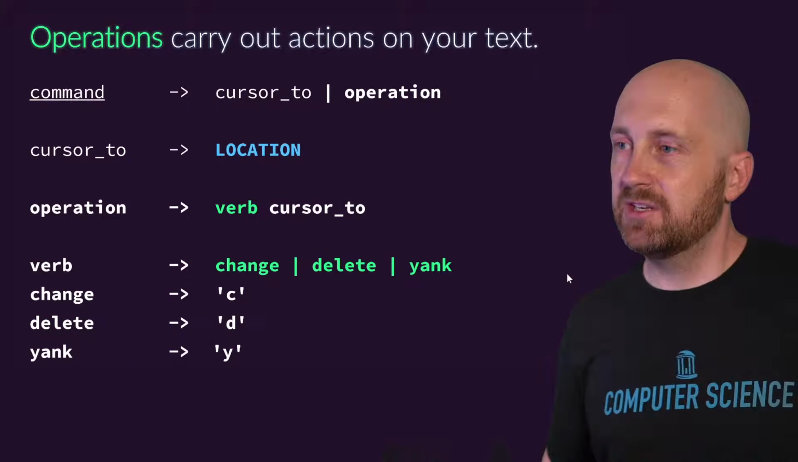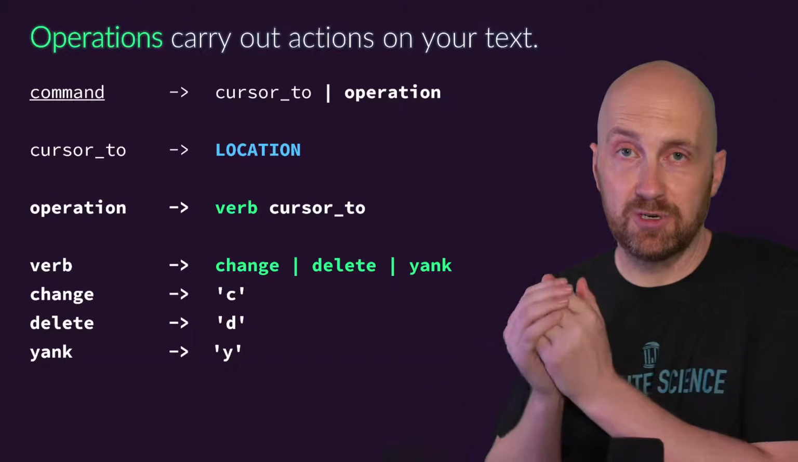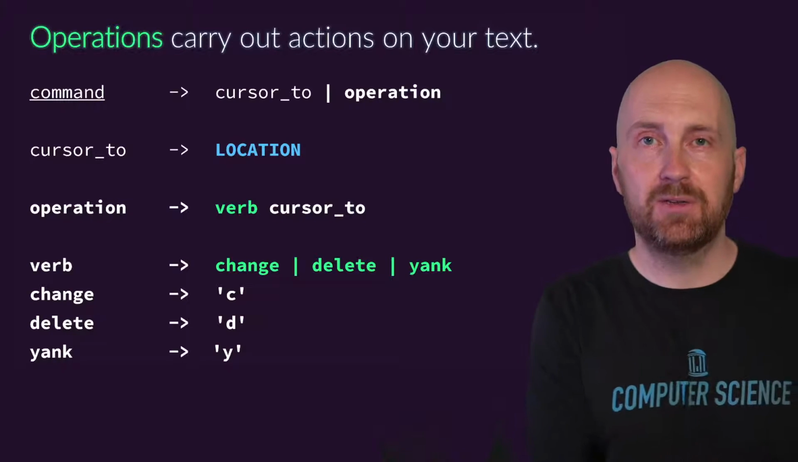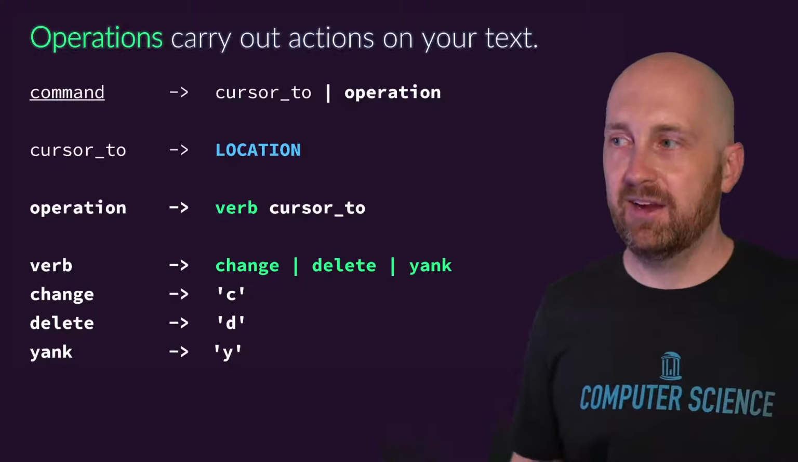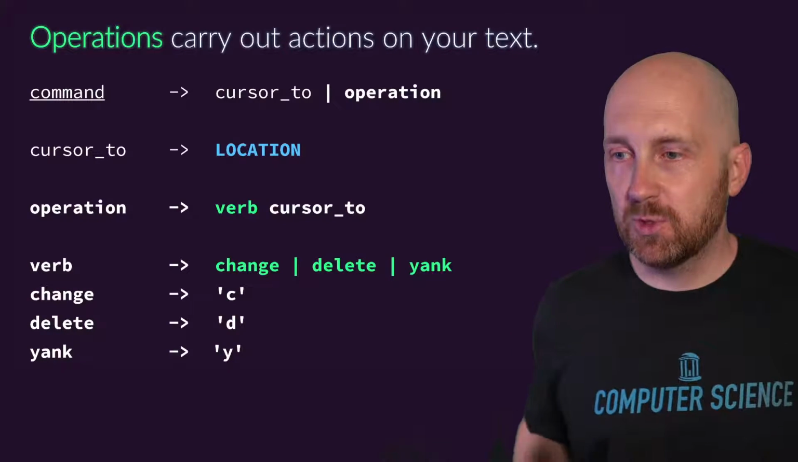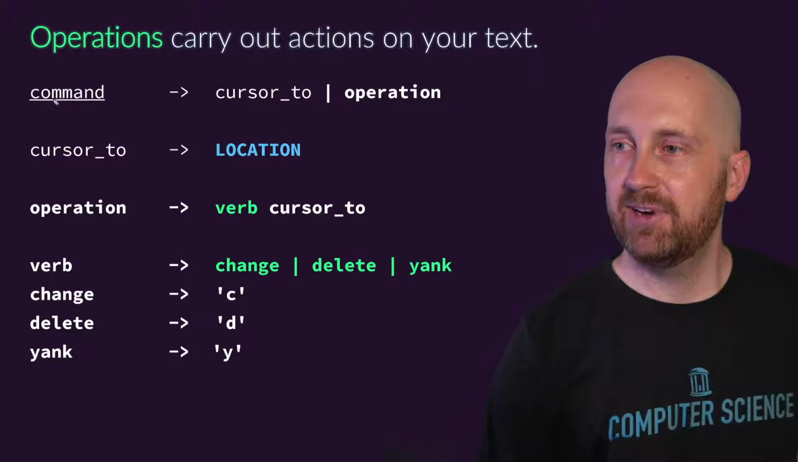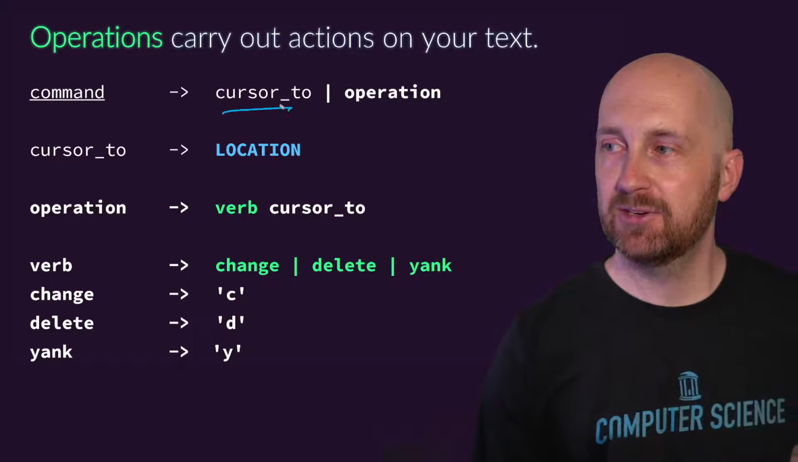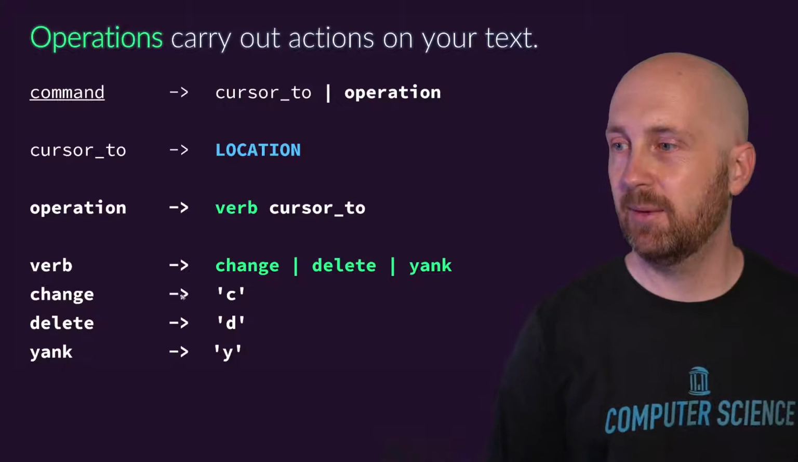So we need to talk about, okay, we've seen some locations, and this is how we can move our cursor from where it currently is to somewhere else. And now we need to talk about, well, how can we operate on our text? We're going to add an additional command, this operation. We're extending our syntax, growing our language, right? At the very top, we're saying a command can either be a cursor to, or what we're looking at new is an operation. So let's go look at the production rule for operation.